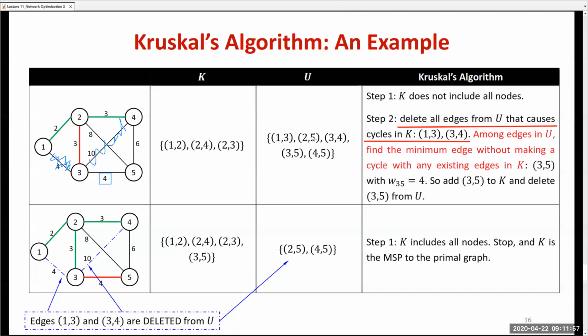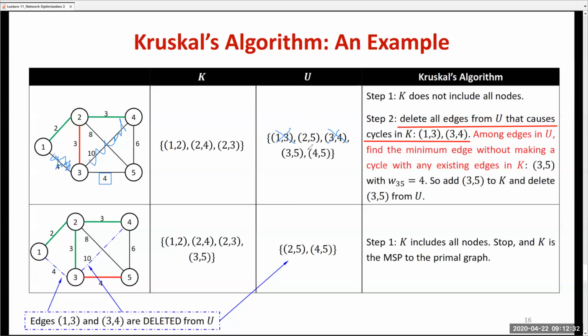So what I'm going to do is that first, I'm going to remove edge 1, 3 and remove edge 3, 4. Delete these two. So now I have 3 edges left in U, which are 2, 5 with weight 8, 3, 5 with weight 4, and 4, 5 with weight 6. And clearly, we're going to choose the edge 3, 5 because the weight is the minimum. So now my K set becomes 1, 2, 2, 4, 2, 3, and 3, 5.